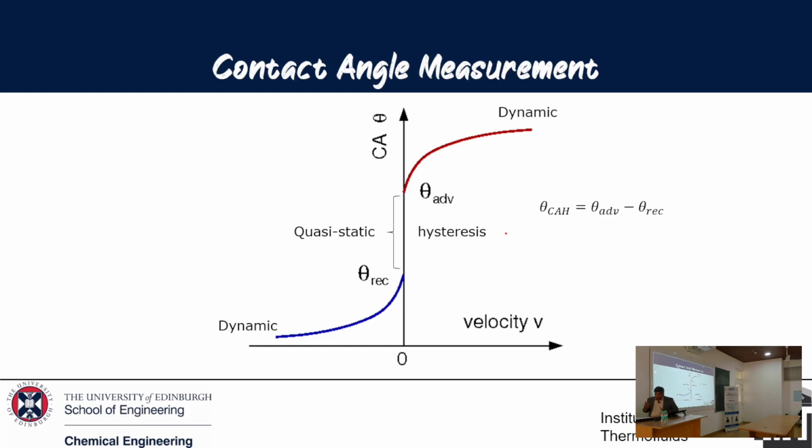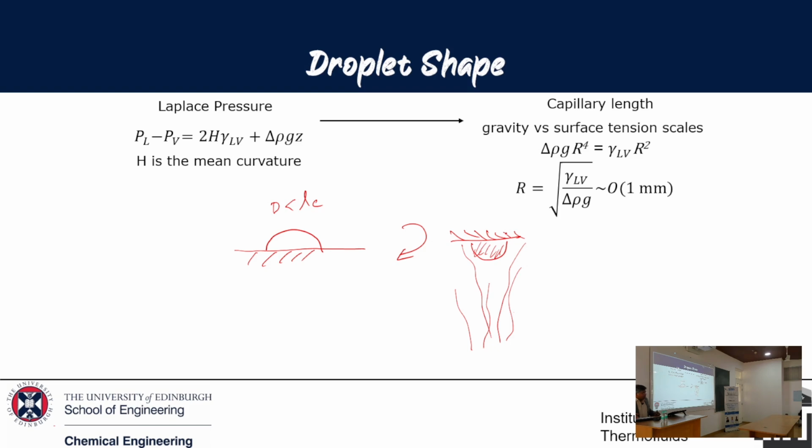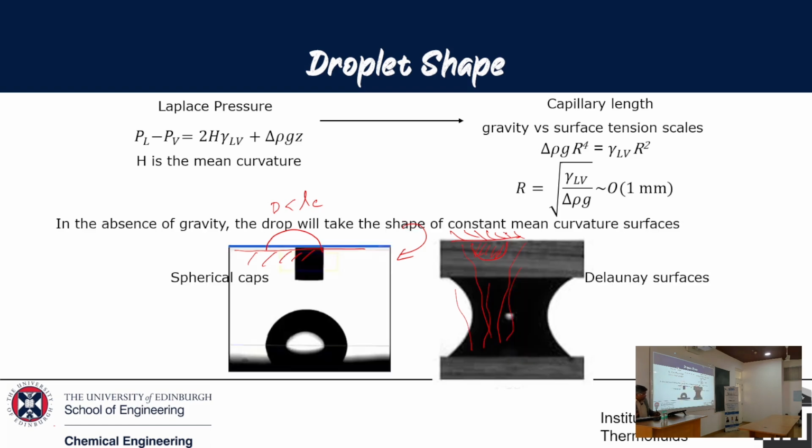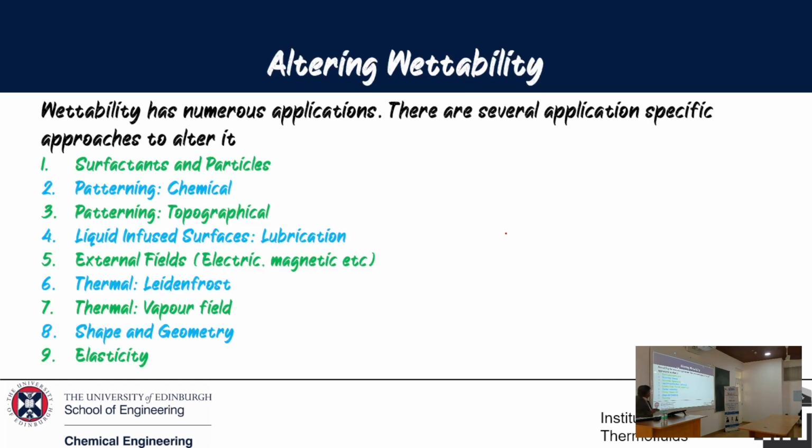Okay. Now, the next step is how do we alter the mechanisms of wetting. There are various ways of doing it. Here I've listed about 9 ways, but there are other ways as well. These are the most typical ways that people use.